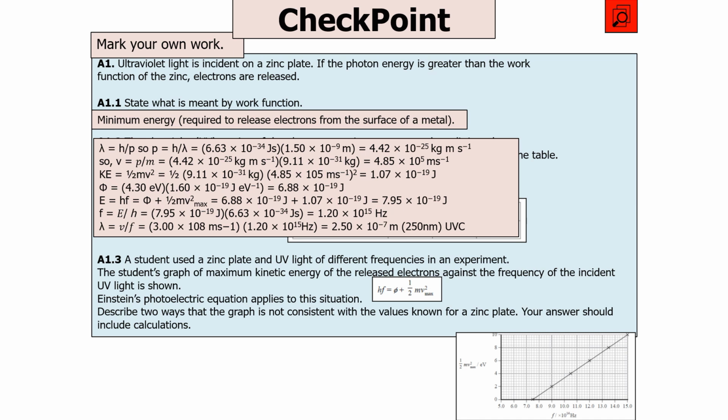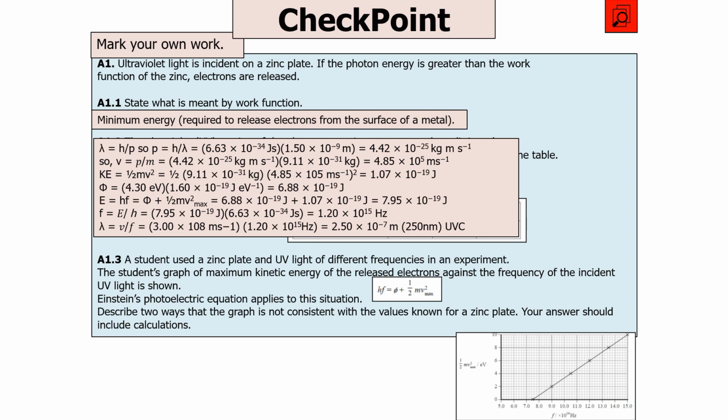We then say, well, momentum is mass times velocity, so velocity is momentum over mass. So we work that through and we get 4.85 times 10 to the 5 meters per second. We know that kinetic energy is a half mv squared, so we pop the value for v in. We know the mass of an electron is given to us on the equation sheet, so it's 1.07 times 10 to the minus 19 joules. That's our kinetic energy of the electron.